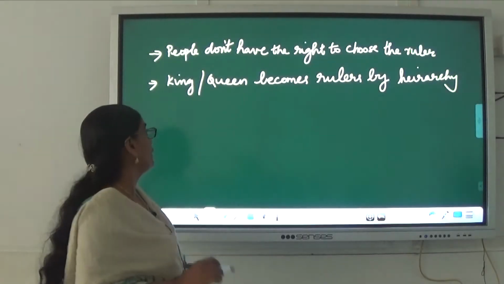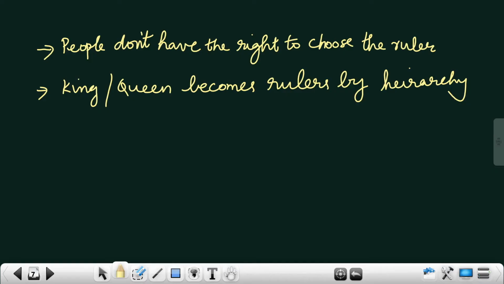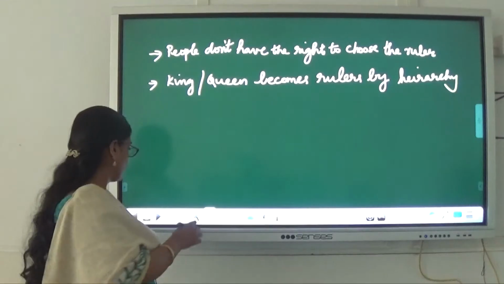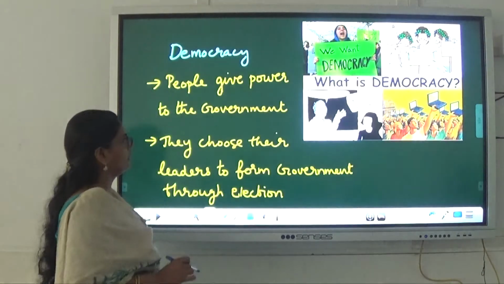Understood, children? Now, people don't have the right to choose the ruler either. They don't even have the right to choose their ruler. The monarch, king or queen becomes ruler by heredity. They are given the position by heredity.